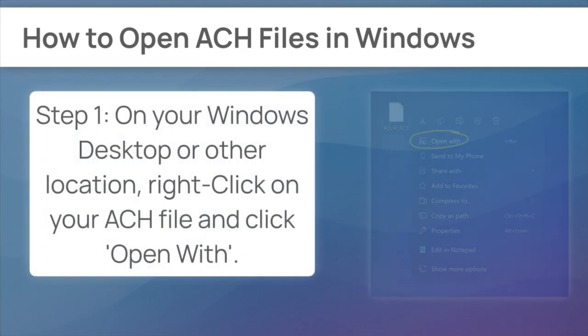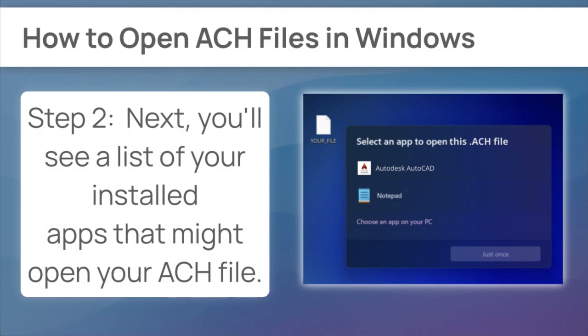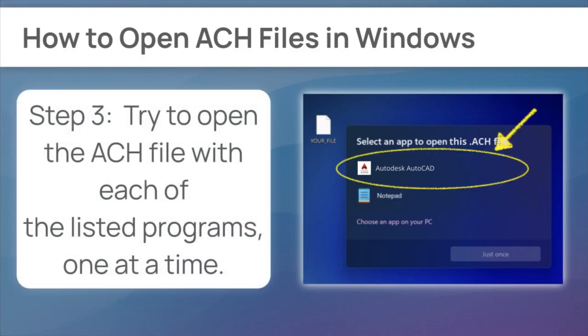We need to force an application assignment. Right-click your ACH file and select Open With. If Autodesk AutoCAD is installed, test it. If it's unavailable, select another program. Testing is the most direct path to the fix.